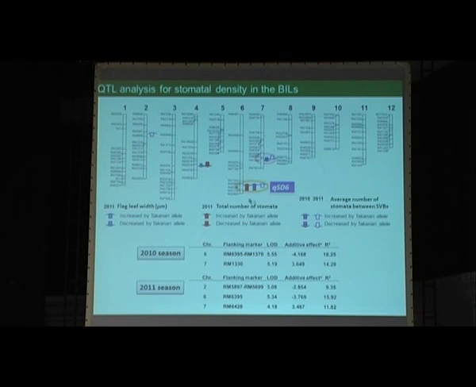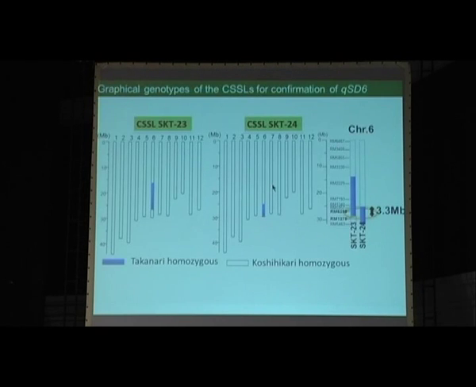Interestingly, the QTL on chromosome 6 increased the number at the Takanari allele, but another QTL on chromosome 7 increased it at the Koshihikari allele. Currently, since our interest is effective QTL in the Koshihikari genetic background, we focus on the QTL on chromosome 6. Same as in the case of canopy temperature, we selected two CSSL lines replacing the long arm of chromosome 6 with the Takanari genome.